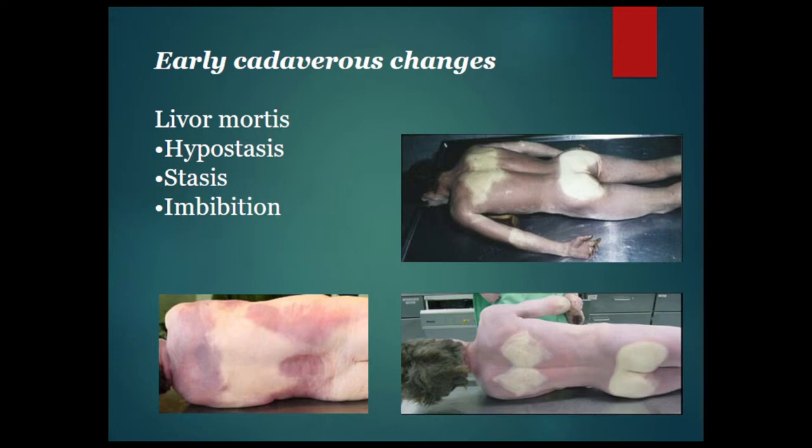If the body is suspended, for example, in hanging, we will see formation of lividity on the lower extremities because the blood will go there. There are 3 stages of formation of cadaverous lividity. These stages are hypostasis, stasis, and imbibition.